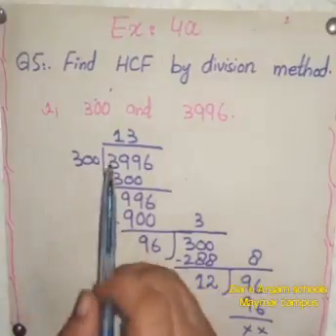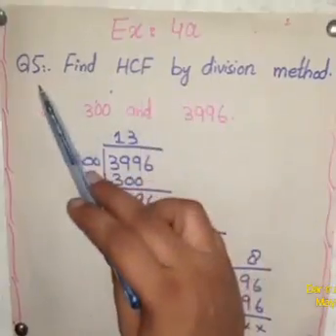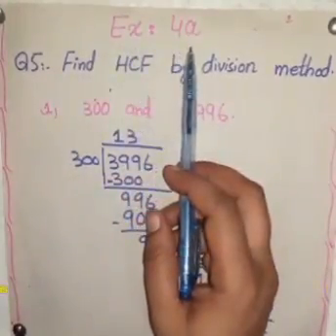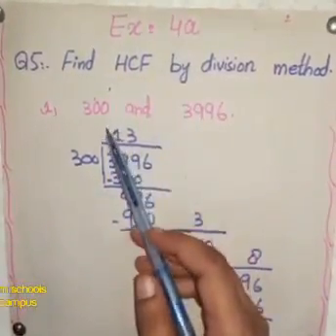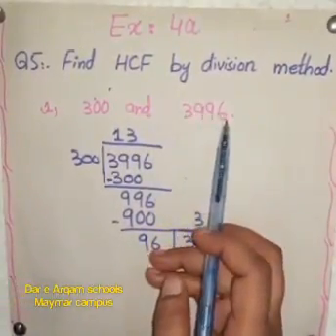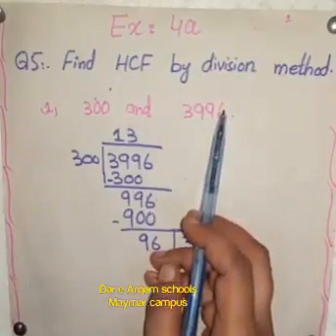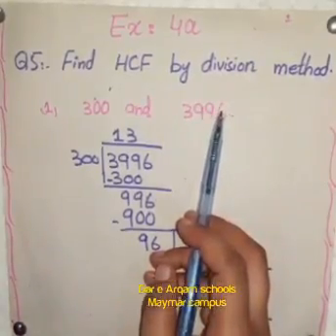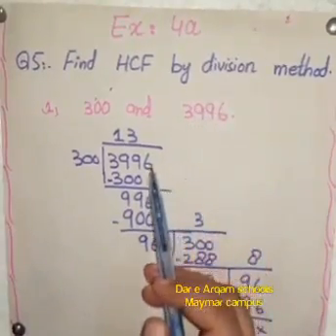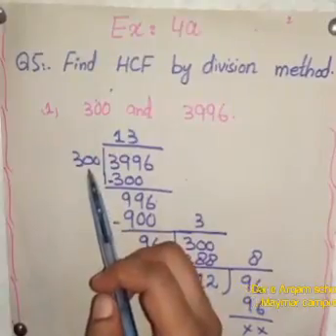Students, today we will learn how to find the HCF by division method, which is your question number 5 of exercise 4. For this purpose, we have first two numbers, 300 and 3996. Always the greater number is said to be the dividend and the smaller number is the divisor.